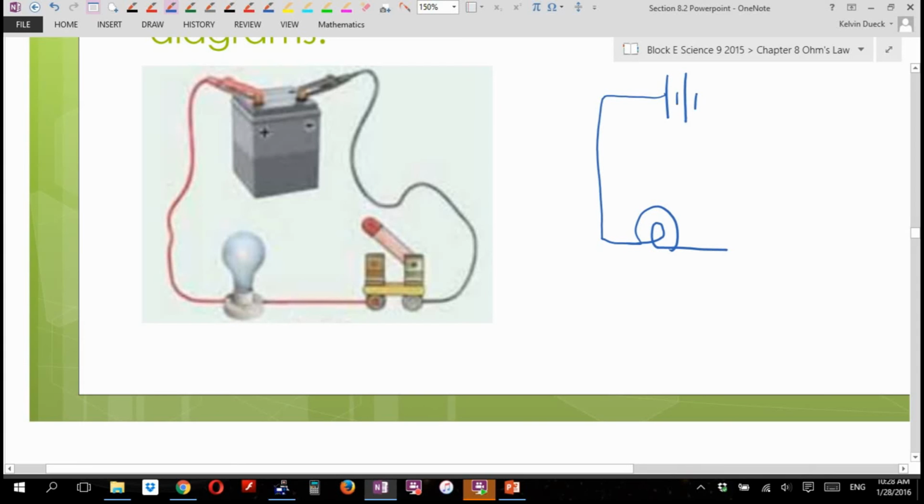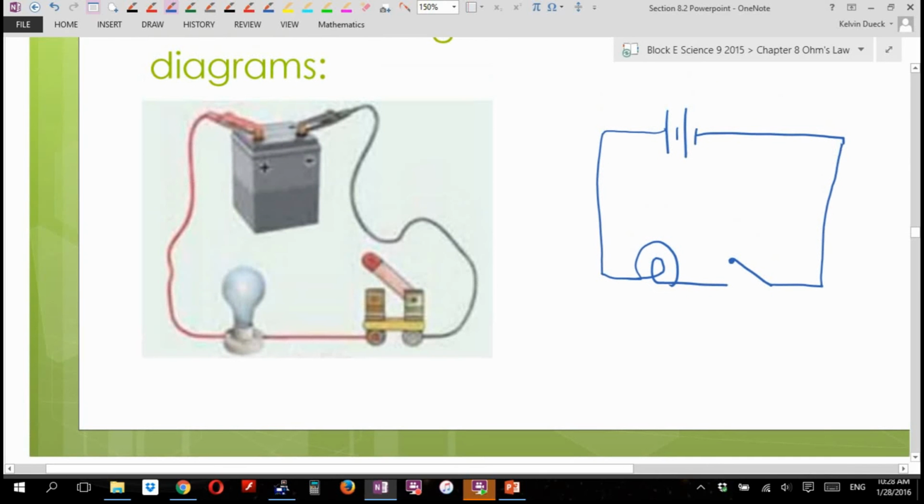Open or closed? There. You don't have to put a dot. I just usually do to remind myself that I made a break. Now what? Back to the battery. There's the circuit schematic of the picture on the left. Is that okay? Good.